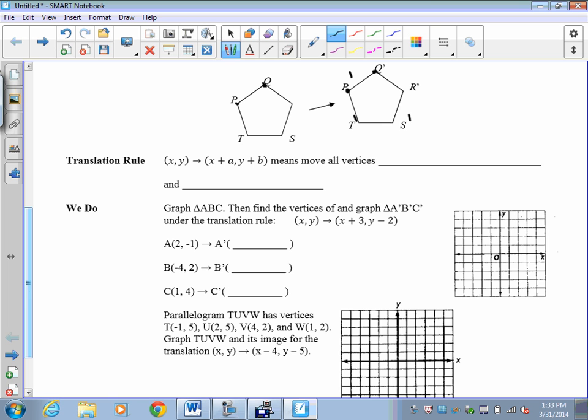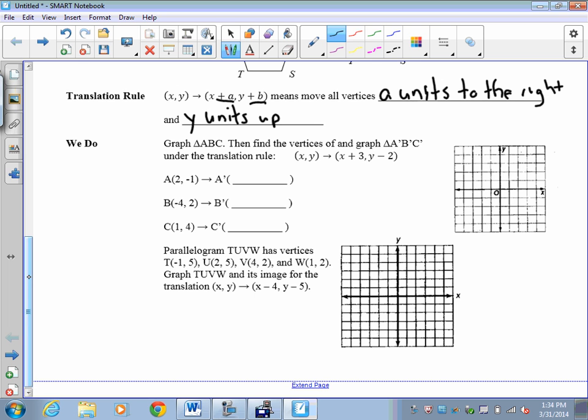So we have a translation rule. This means we move all vertices A units to the right because we are adding A. So x plus A moves it A units to the right and y plus B moves it B units up. We have a couple examples here that I think will make this a lot more clear.